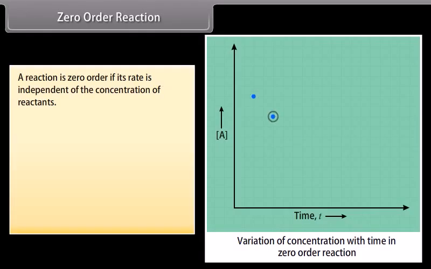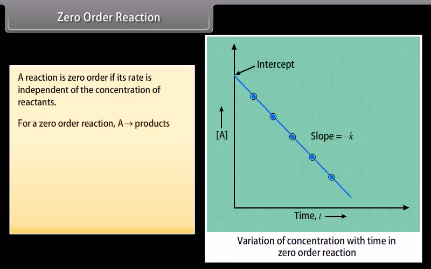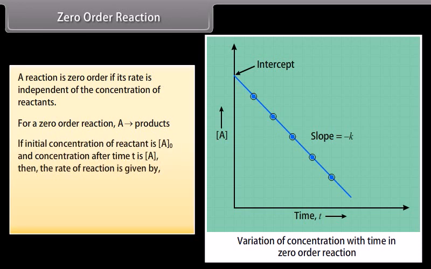Zero-order reaction. A reaction is zero-order if its rate is independent of the concentration of reactants. For a zero-order reaction, A is changing into products. If the initial concentration of reactants is A naught, and the concentration after time t is A, then the rate of reaction is given by minus dA by dt is equal to the product of K and A raised to the power 0, which is equal to K. It can be written as dA is equal to minus K dt.